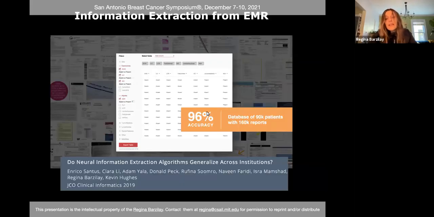So we build the model, and here you can see a reference to the paper where we can take pathology reports and extract around 25 different characteristics of the tumor fully automatically. It was developed on the patients from MGB. It has very high accuracy.